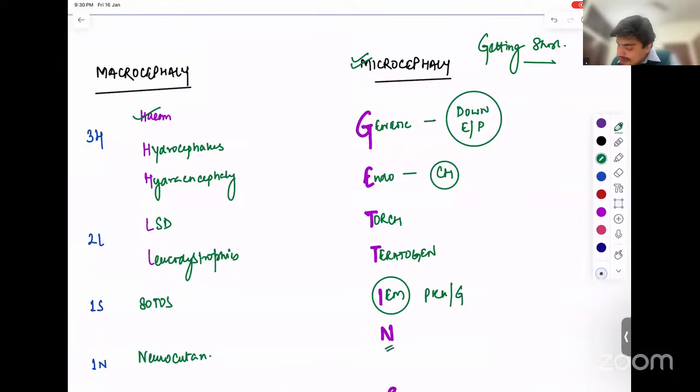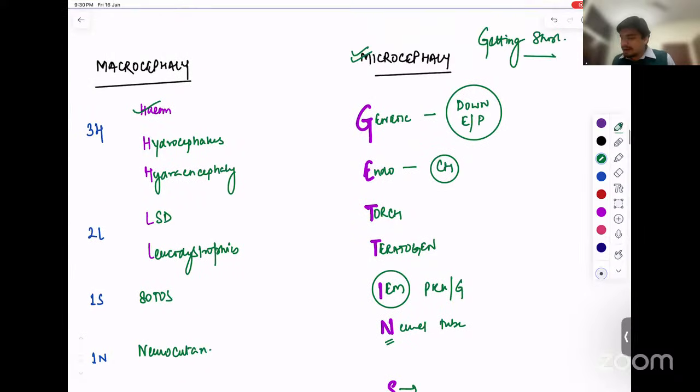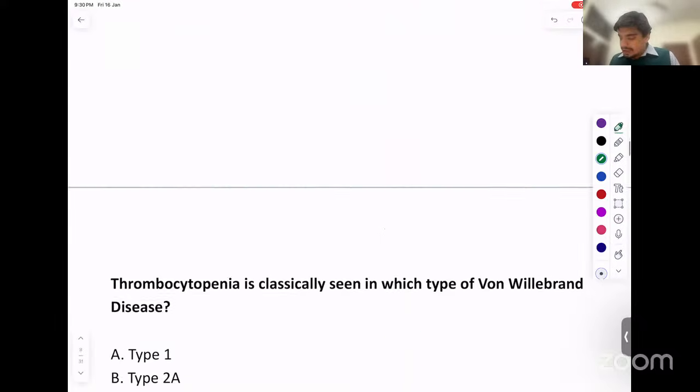And the last, this N stands for neural tube defects. So anencephaly, obviously, the head circumference is 0, right? So N is neural tube defects. And S is structural problems like lissencephaly, schizencephaly, the neuronal migration defects, which can also have microcephaly. So it's a very simple mnemonic, these are simple questions, but they do come in the exam as far as NEET SS is concerned. All right. Let's move on to the next question.